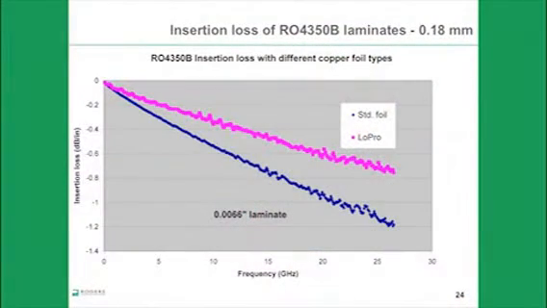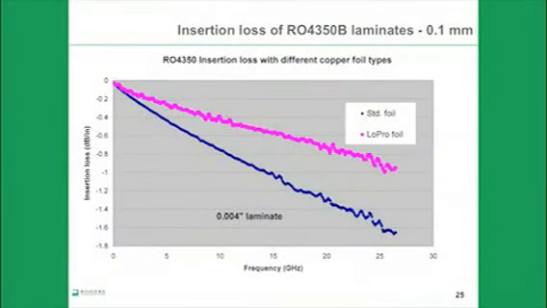As you go to thinner laminates, this is 6.6 mil, you can see that the difference in insertion loss becomes more pronounced. And on 4 mil laminate, there's nearly a 0.7 dB per inch difference at 25 gigahertz, again, simply by using the low pro foil. And on the last slide, we'll see as you go to higher frequencies out to 50 gigahertz, we're looking at a 1.5 dB per inch difference for the low pro foil.